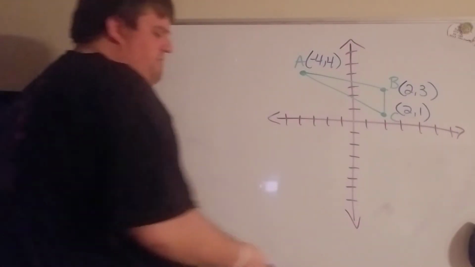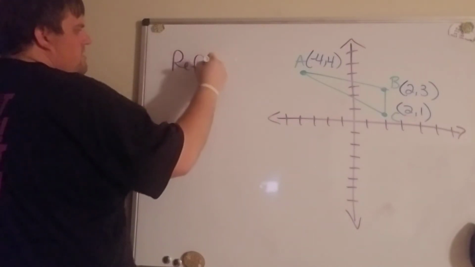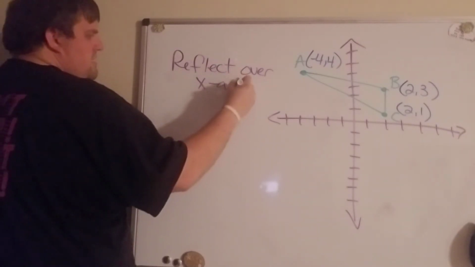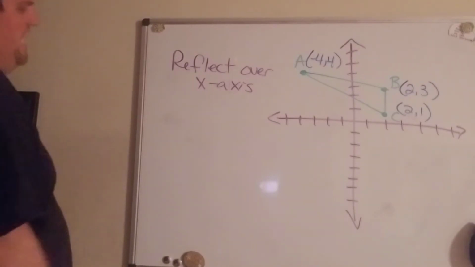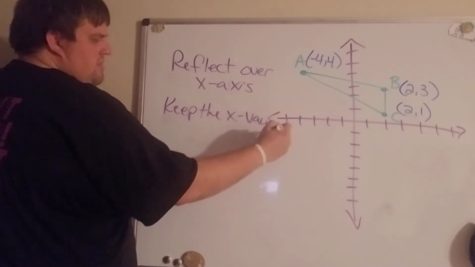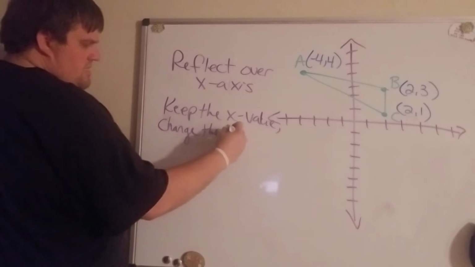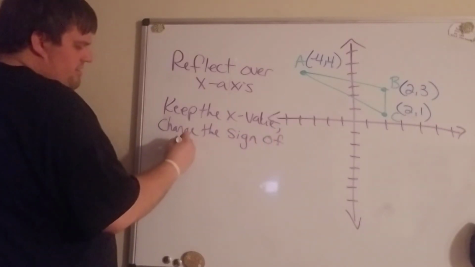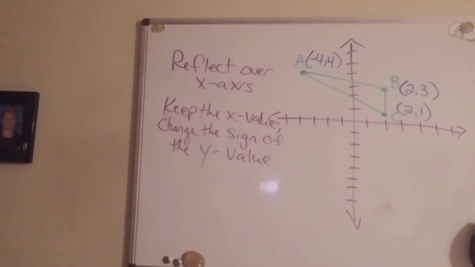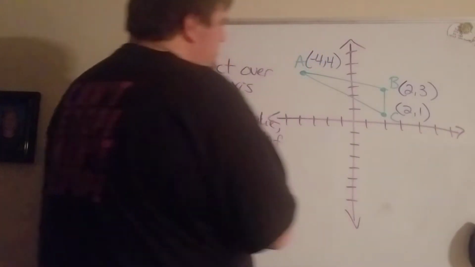So we have some rules with reflecting. There's kind of two things that can happen. If I reflect over the x-axis, the rule says you keep the x value and change the sign of the y value. So you're going to keep whatever the x value is. You're going to change the sign of the y value. So, not sure how well you'll see orange. We'll find out here soon.